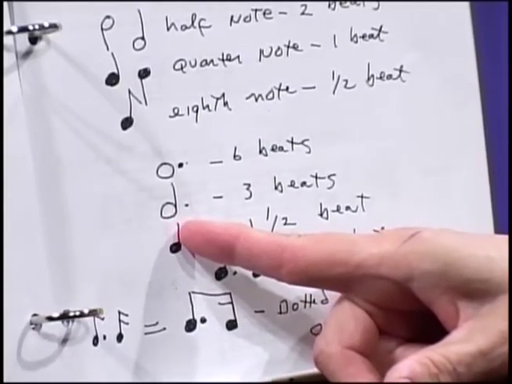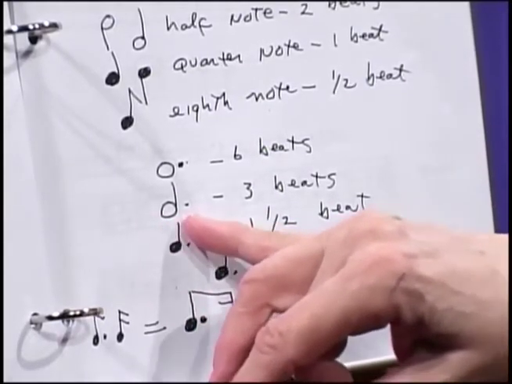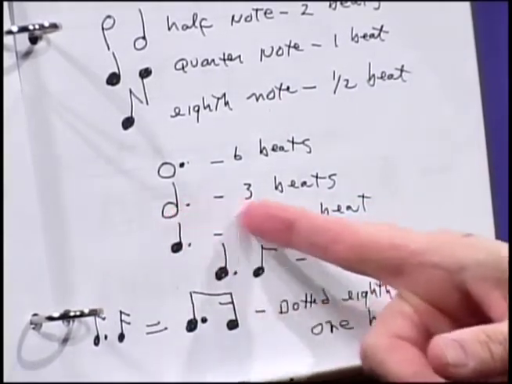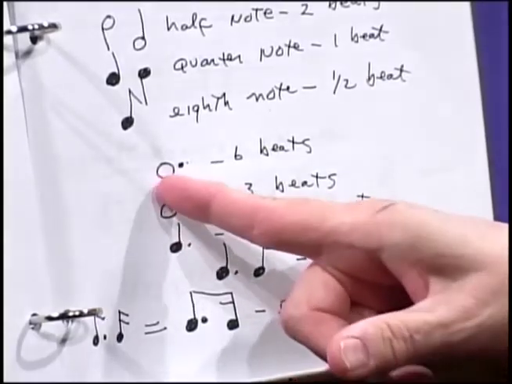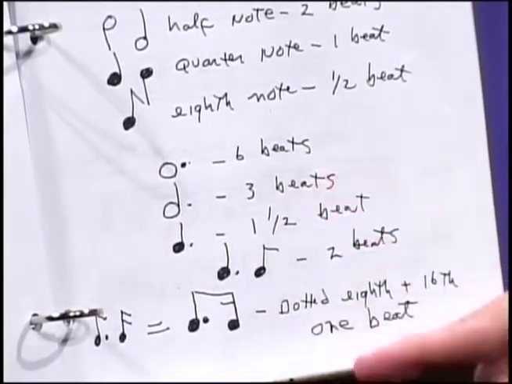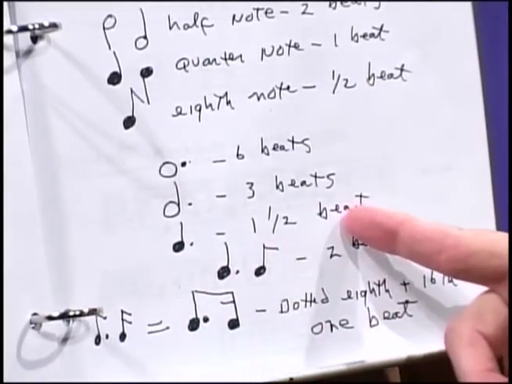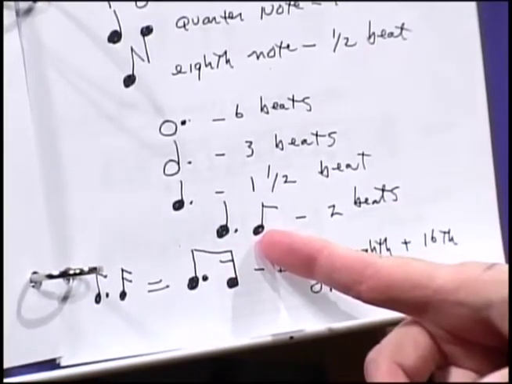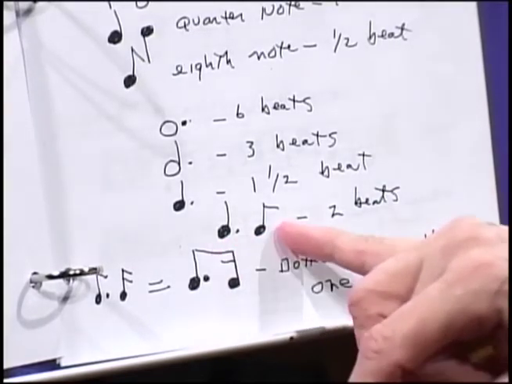A dotted half note is usually 3 beats, because usually a half note is 2 beats and the dot adds half the value, which is 1 beat, and you end up with a 3-beat note. This is a very, very common note that you see. You rarely see a dotted whole. You often see a dotted half. So this is 3 beats. A quarter note that's dotted is going to be 1.5 beats, and usually that dotted quarter is followed by an 8th note, and that 8th note adds enough so you have a total of 2 beats.